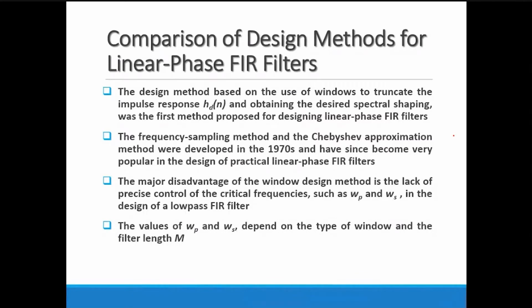So these values omega p and omega s depend on the type of window you have selected and the length of the filter. If you select some particular window, it will give you a proper response, and also if you increase the length of the filter, your response will be sharper. So these parameters will affect the design. Whenever you design any filter, based on these parameters you will get the response. So every time you have to tune these parameters, and only then do you get the proper output. So this is a major limitation or drawback of the windowing design method, where you are not able to precisely control the critical frequencies.